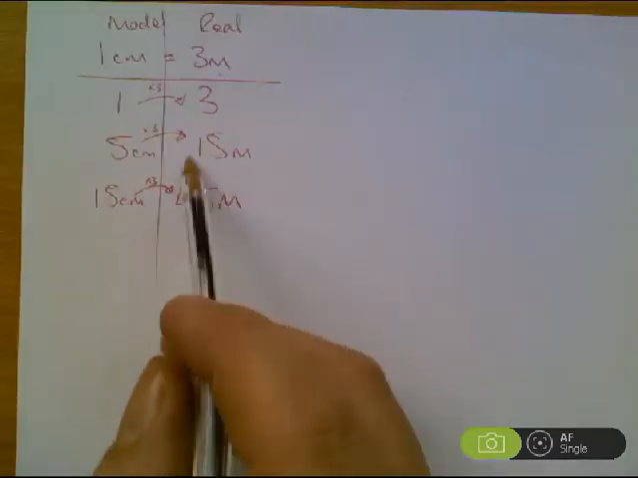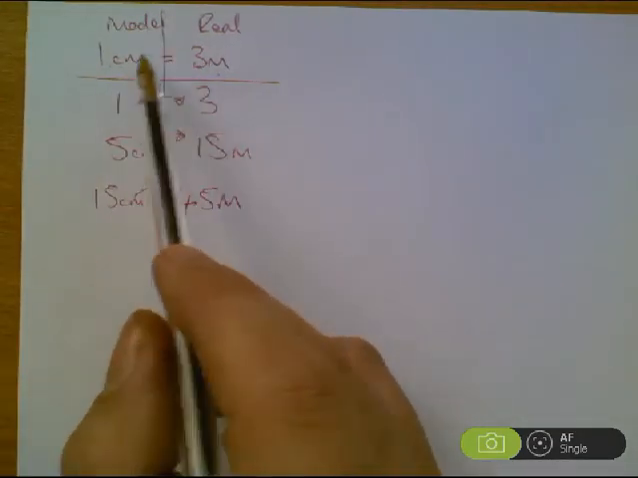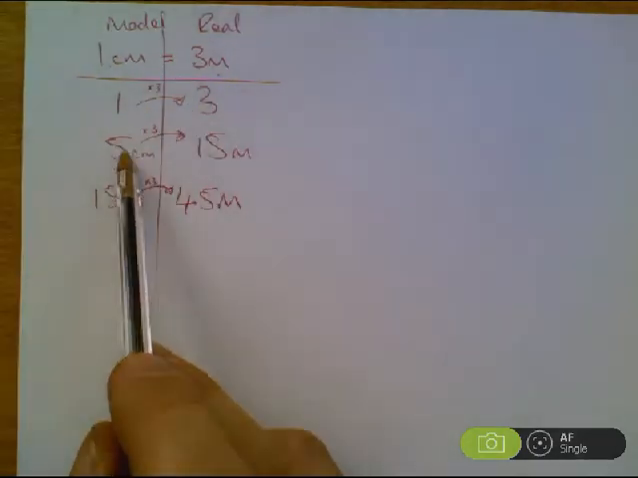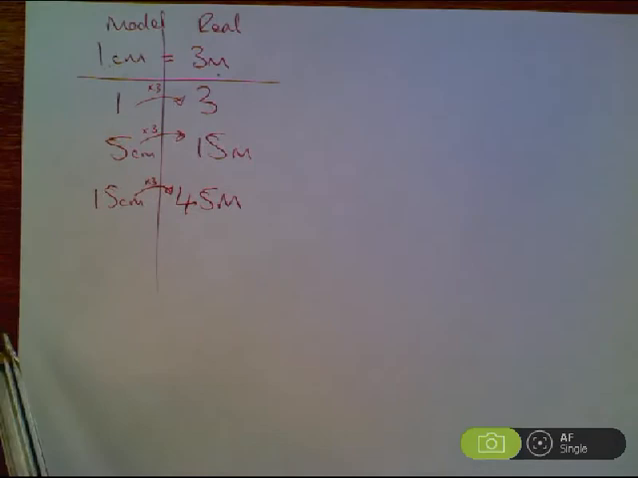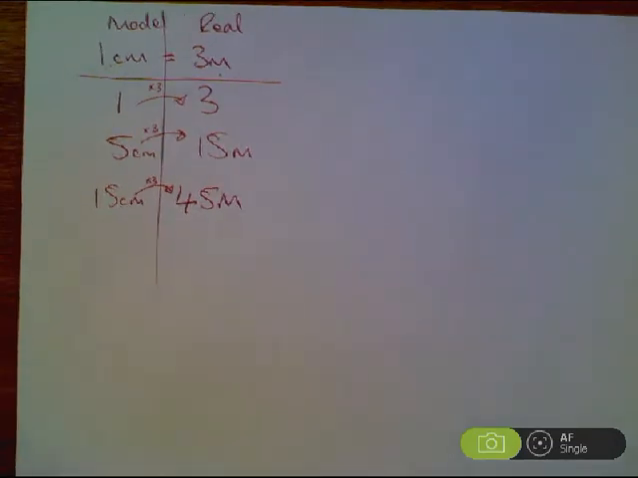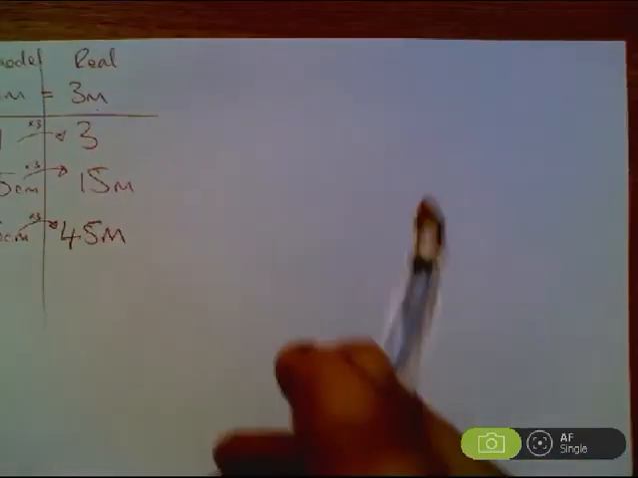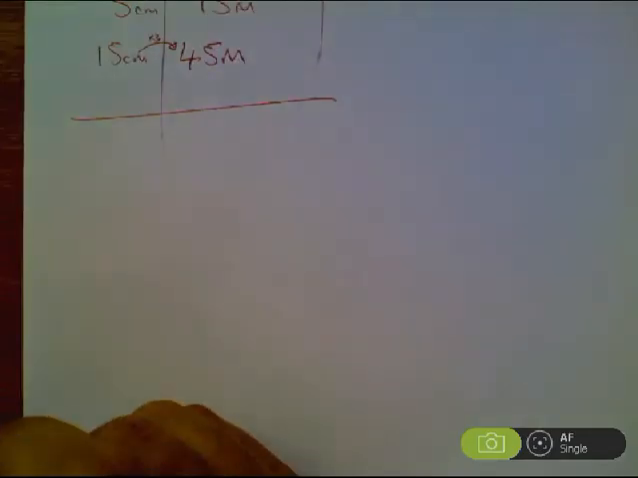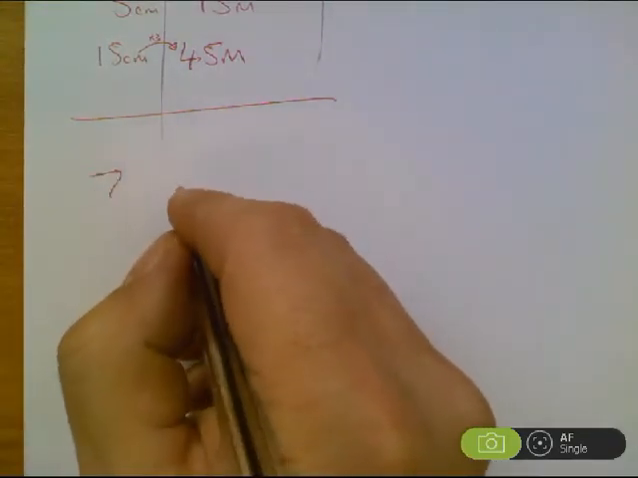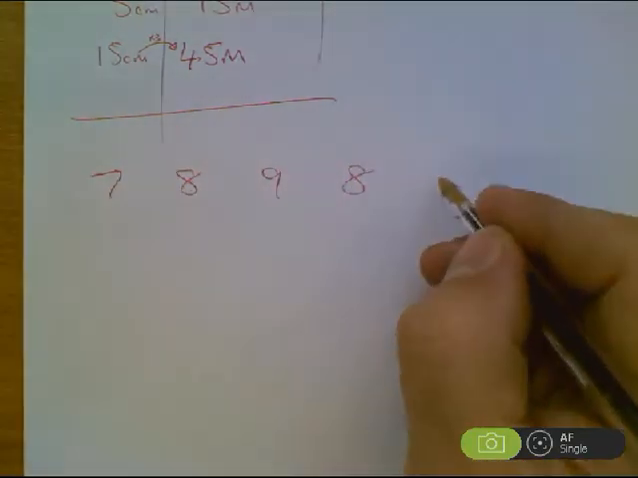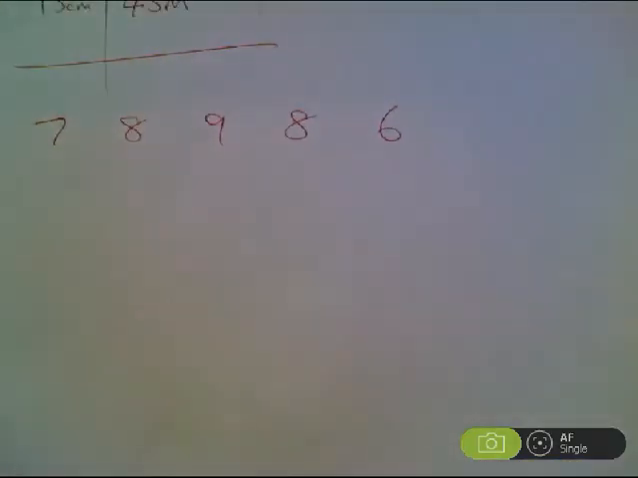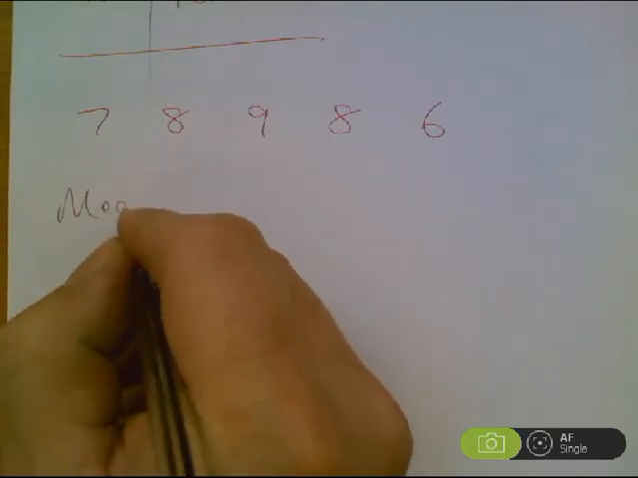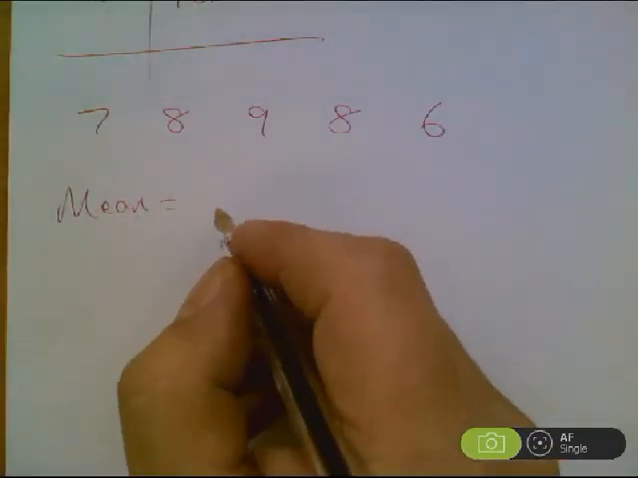So the key thing with a scale is to identify the relationship between the two numbers. Can I multiply one of them by something to get to the other? And that relationship will be true whatever the measurements are. Okay, so that's scales. We then looked at, I did some revision around different forms of average. So if I give you some numbers, 7, 8, 9, 8 and 6, let's work out all the averages. So the mean is where I add them up and divide.